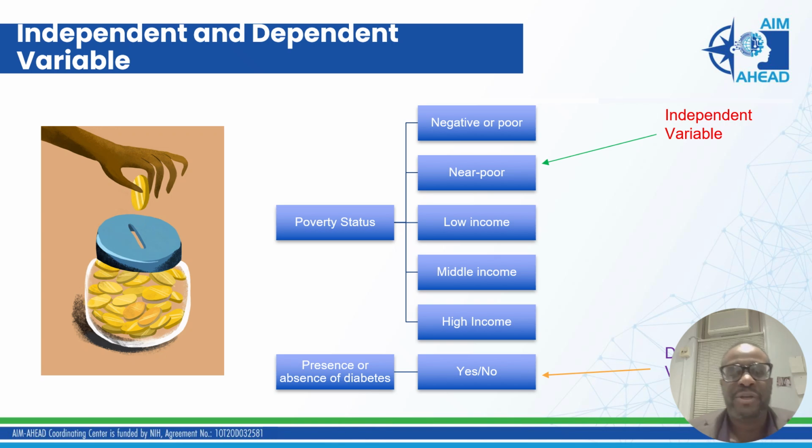Now, let's take a closer look at our variables. So, poverty status is an ordinal variable with 5 levels, ranging from individuals who have an income less than 100% of the federal poverty line, who are said to be poor, all the way up to individuals who have an income above 400% of the federal poverty line, who are said to be high income. On the other hand, the diabetes status is a binary variable, meaning the person either has diabetes or they do not have it.